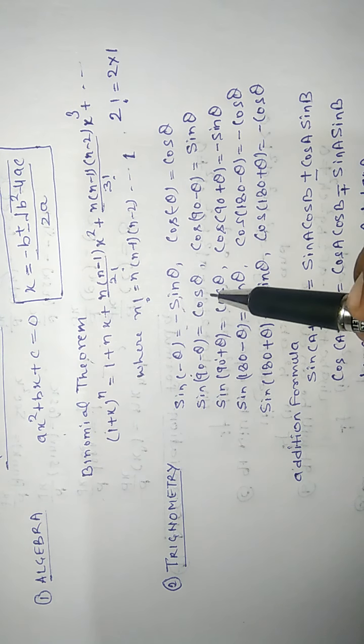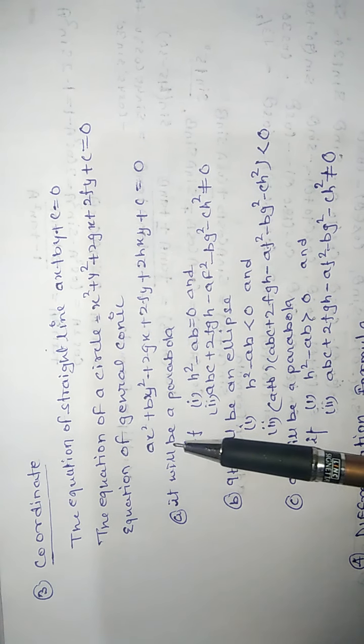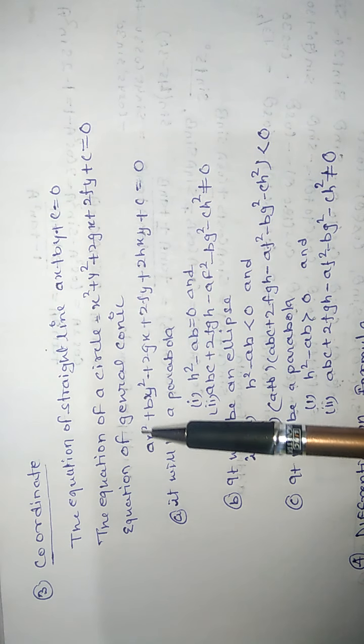Now there are some formulas from coordinate geometry also. The equation of a straight line is ax + by + c = 0, and the equation of a circle is x² + y² + 2gx + 2fy + c = 0. Now the general equation of a general conic is ax² + by² + 2gx + 2fy + 2hxy + c = 0.